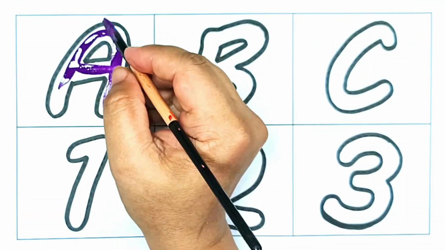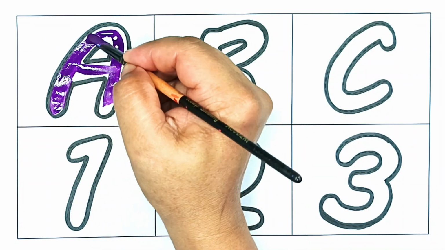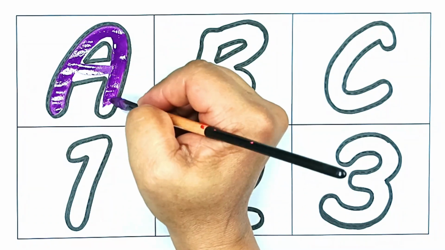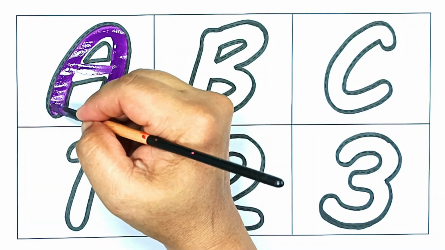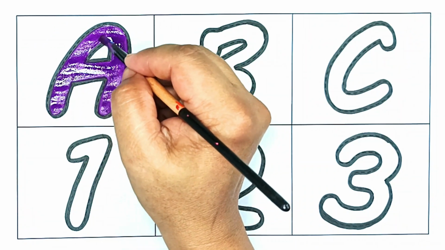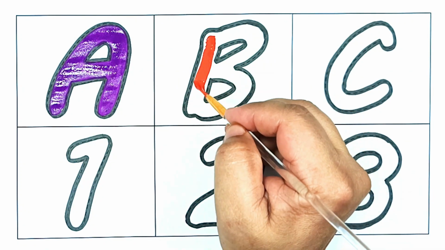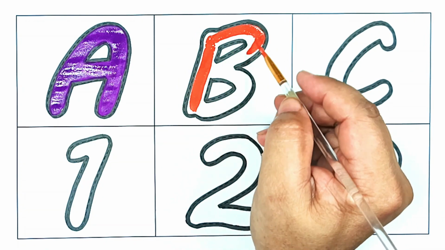The mouse takes the cheese, hi-ho the dairy-o, the mouse takes the cheese. The cheese stands alone, hi-ho the dairy-o, the cheese stands alone. A for apple. Hi-ho the dairy-o, the cheese stands alone.